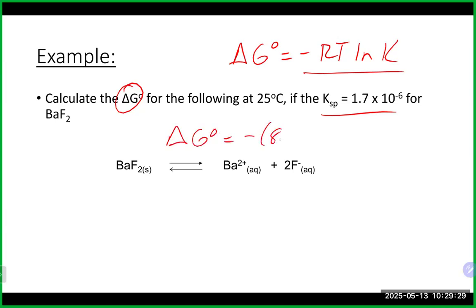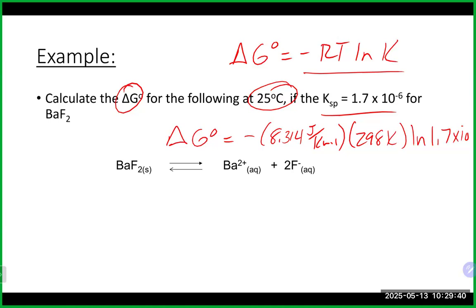So minus our 8.314 joules per Kelvin mole, our temperature 298. Obviously, we need to convert that by adding 273 to it. Natural log of 1.7 times 10 to the minus 6. Once again, it doesn't matter what type of K value it is, they're all K values. So we'll take the natural log of 1.7 times 10 to the minus 6. We're going to times it by 298 and also times it by 8.314. And then we're not going to forget the negative 1 there. And that's going to get us here a 32,914.